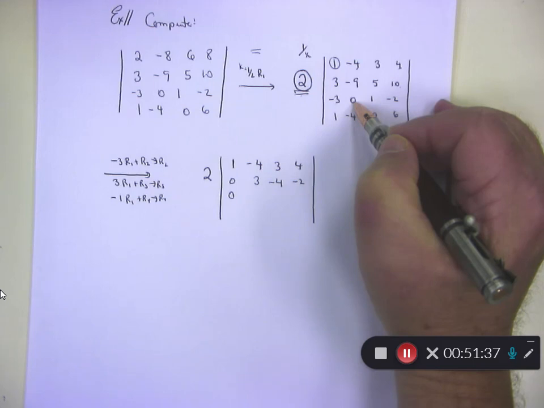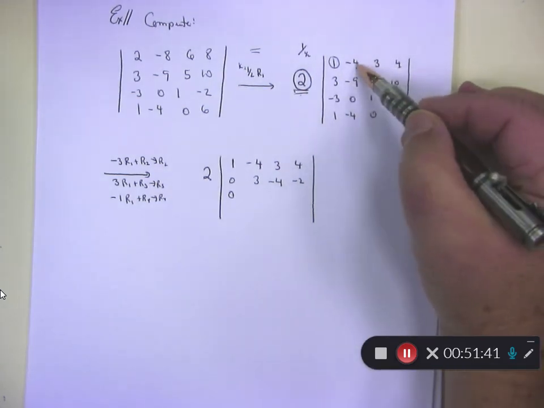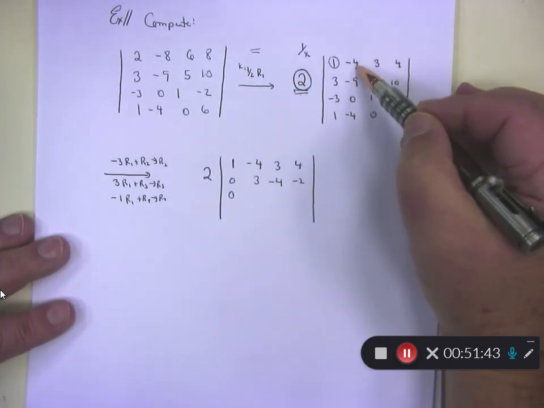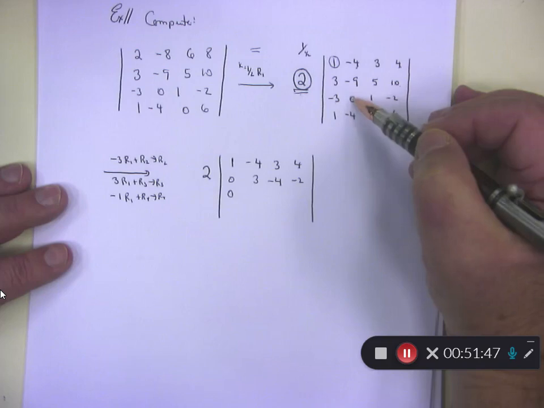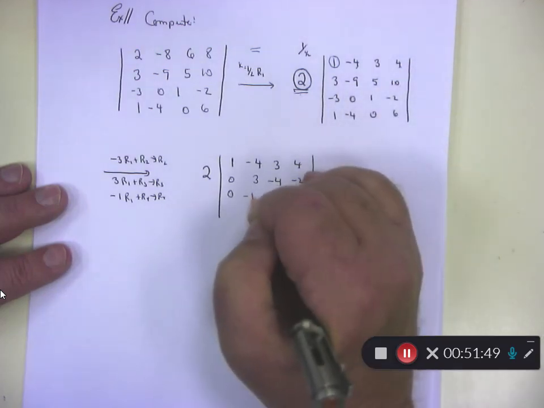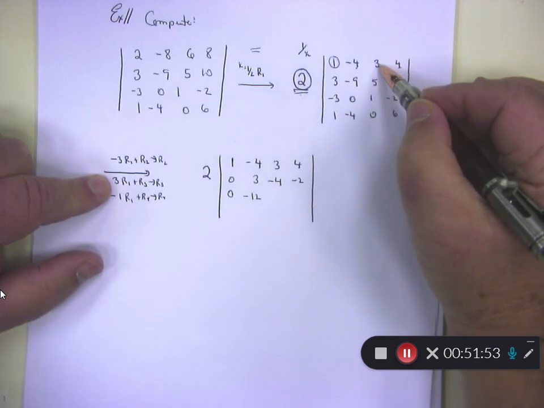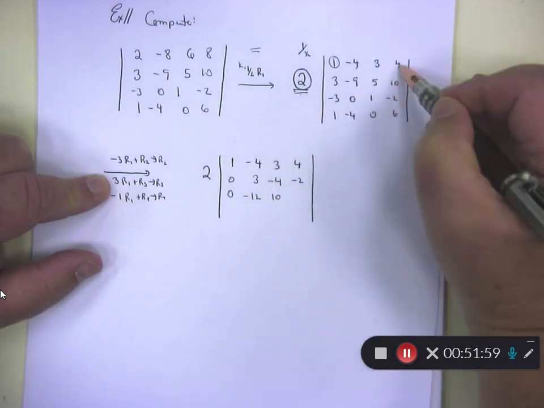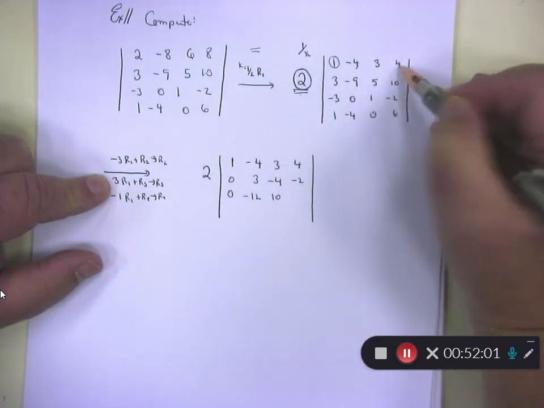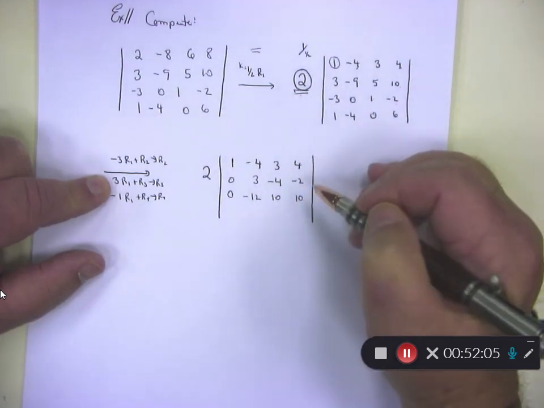And double check myself on this one. So, yes, -3, double check myself, 3. 3 times -4 is -12 plus 0 is -12, okay? 3 times 3 is 9 plus 1 is how much? 10. 3 times 4 is 12 plus -2 is 10, all right?